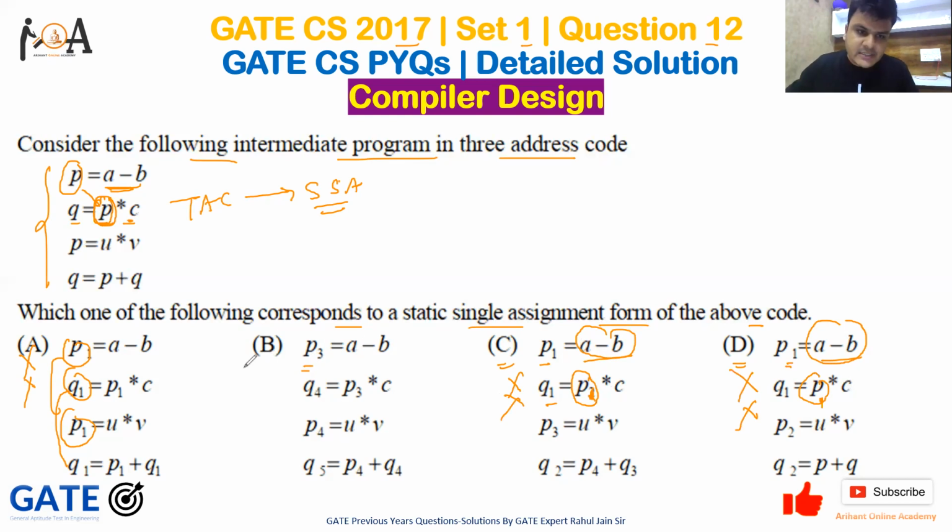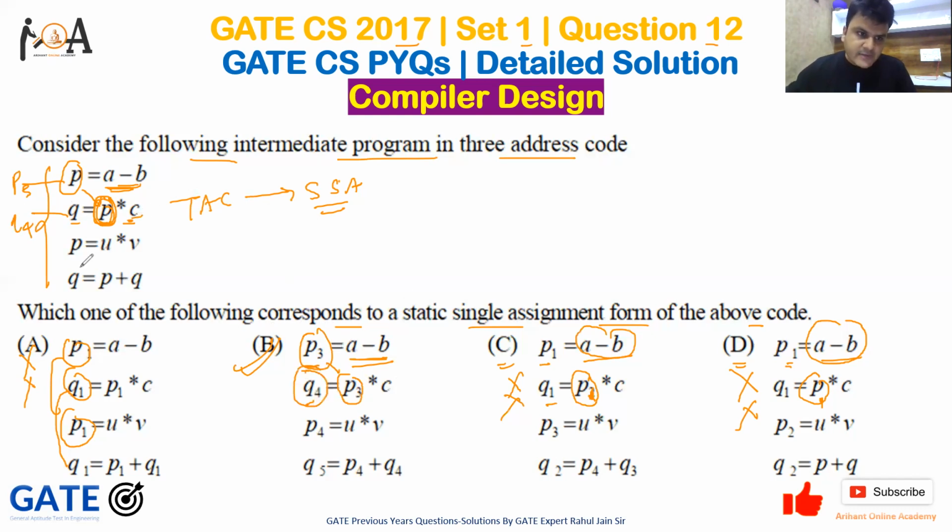Observe option B, which is the correct answer. Observe option B very carefully. P3 equals A minus B, yes. So for P, we are taking variable P3, and for Q, we are taking variable Q4. Now, whatever the value of P is, that is A minus B. So A minus B is the value of P3, so it will be replaced with P3, correct? Into C itself, no problem.